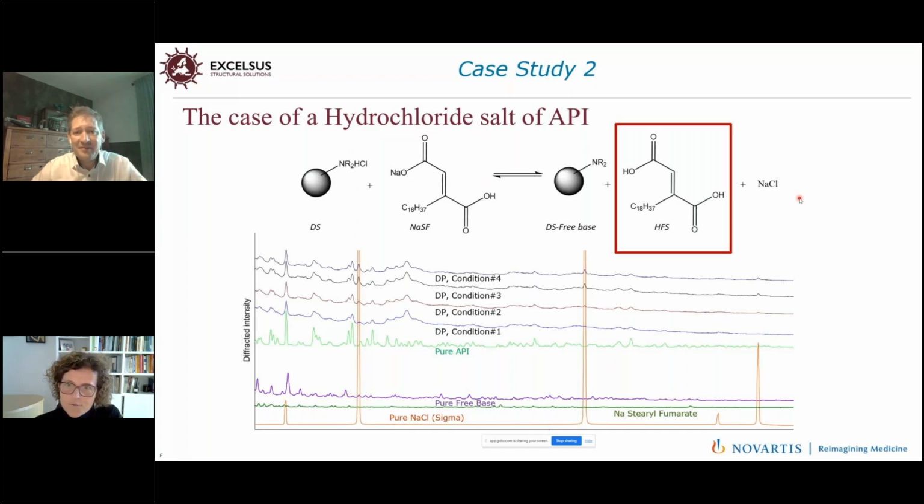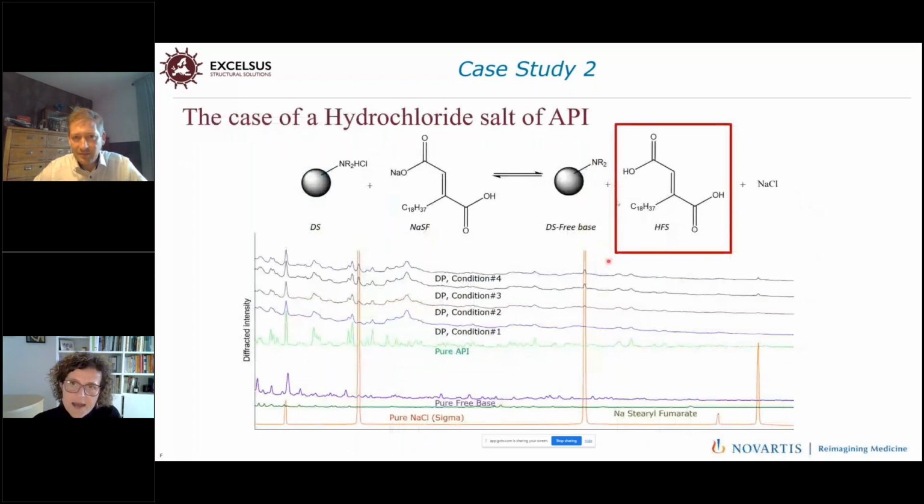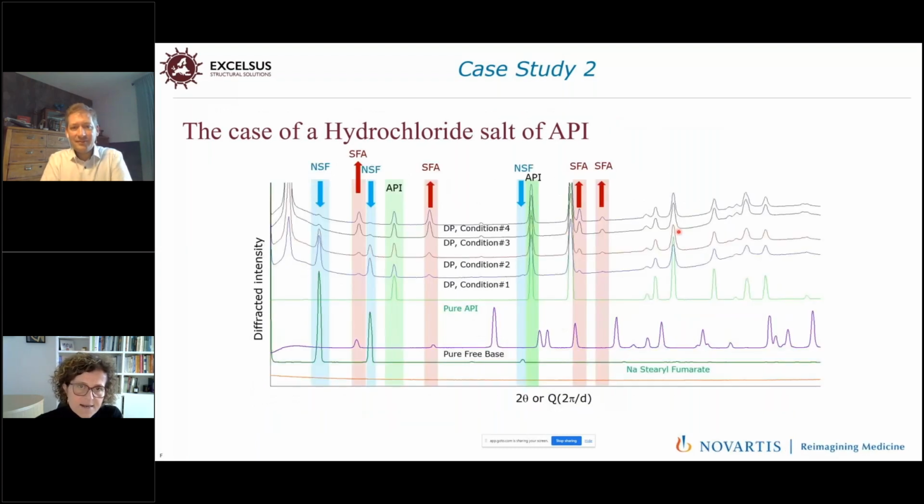Yeah. But then, of course, we needed to understand, so if I go back here, in order to prove Arnaud's model of what could have been going on, we needed to demonstrate that we detected stearyl fumaric acid. And I remember that there was something growing while sodium stearyl fumarate was going down. And so we needed to prove that these additional peaks that we were observing were indeed stearyl fumaric acid.